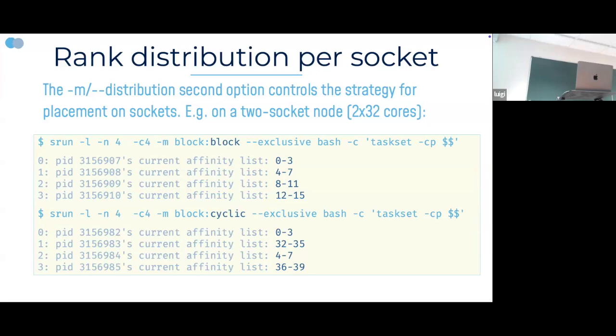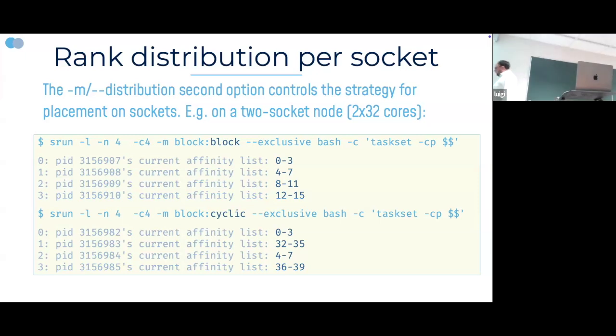So here I am requesting 4 tasks with 4 CPUs for each task. And I use exclusive. So I did not explicitly say that I only want 1 node, but I will get 1 node because with exclusive, I request a full node. And on a full node, I can place all the 4 tasks with their 4 CPUs each.